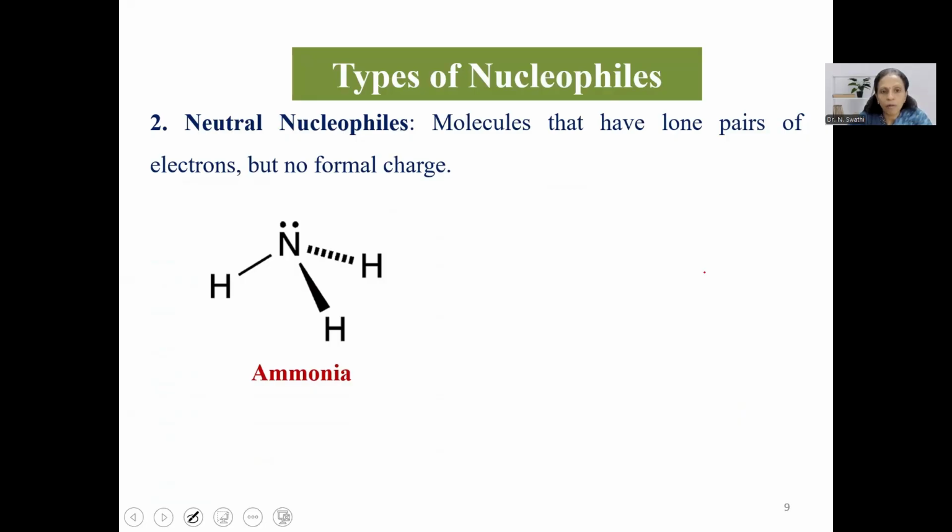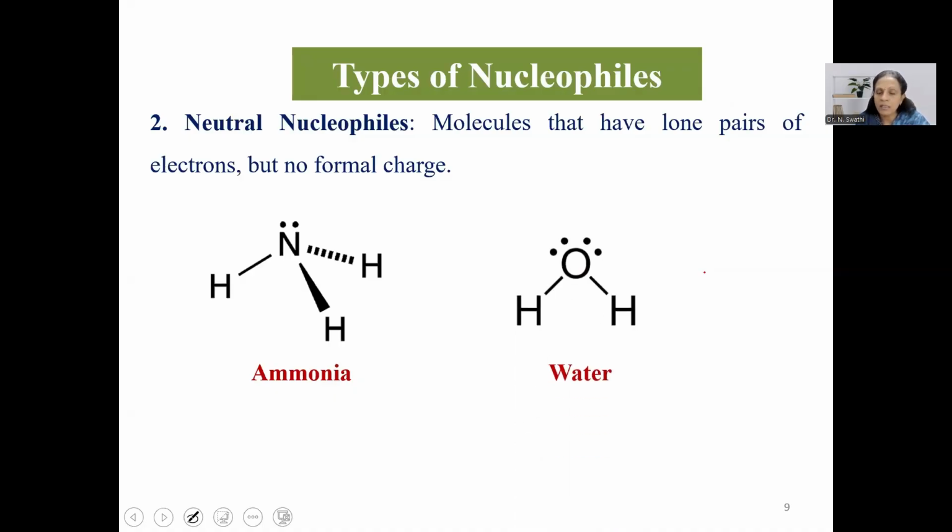In the case of ammonia, it consists of nitrogen as the central atom, which is bonded with 3 different hydrogens on 3 sides. But here the nitrogen has an excess electron pair, that means it has a lone pair of electrons. Due to the availability of this lone pair, it has the ability to donate it to any species which is deficient of electrons during the reactions. As it is rich in electrons, even though there is no formal charge, it is considered a neutral nucleophile. Same is the case with water.